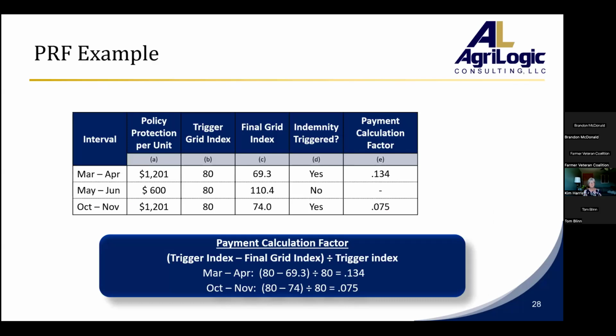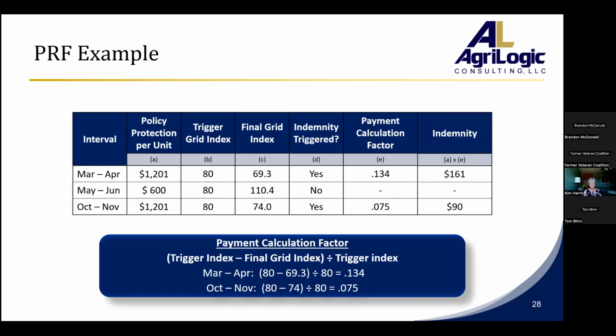And again, that's the trigger index of 80 minus the final grid index for, for example, the March, April, which would be 69.3, divide that back by 80, and that gives us a 0.134 loss in March and April, and a 0.075 with a smaller loss in October, November. And we take that times the amount of insurance that we have on that unit, and that gives us our indemnity. And of course, this is a fairly small one for a pasture, rangeland, and forage. But that's kind of how it works.